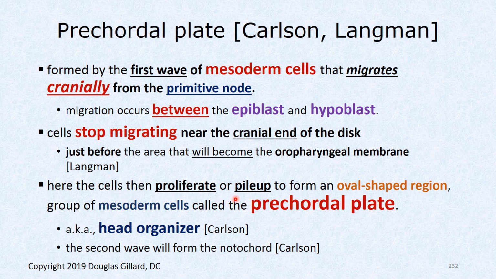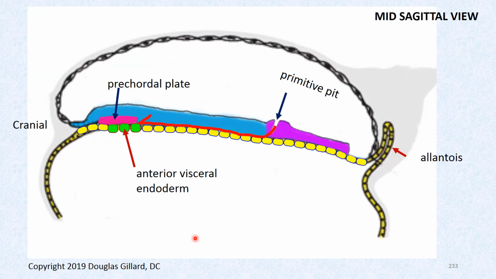So in here they pile up and they form a plate. That's known as the prechordal plate. Carlson calls it the head organizer. It's super important with some parts of the forebrain. Without this, it's got a whole bunch of different genes that are turned on in these cells. A second wave, we're going to talk about this in the next video, but a second wave of cells right behind this will form our notochord. Okay, pretty cool picture here.